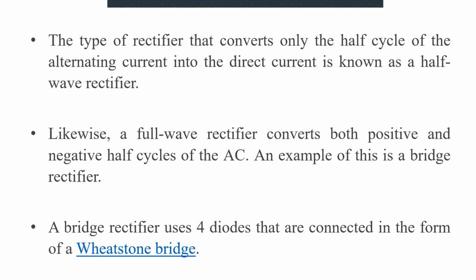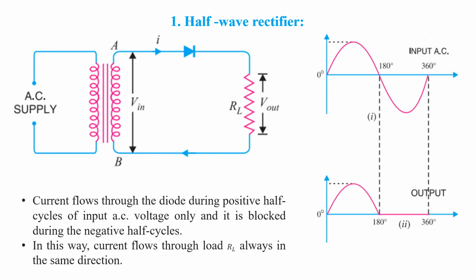An example of a full wave rectifier is the bridge rectifier, which makes use of more than two diodes. The bridge rectifier uses four diodes connected in the form of a Wheatstone bridge. We'll discuss that when we discuss the concept of the full wave rectifier. Let us take the half wave rectifier first. This is the simple circuit showing the half wave rectifier. Here the input is AC and the output is taken as DC.